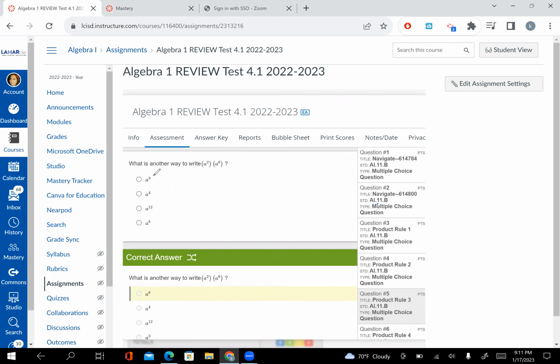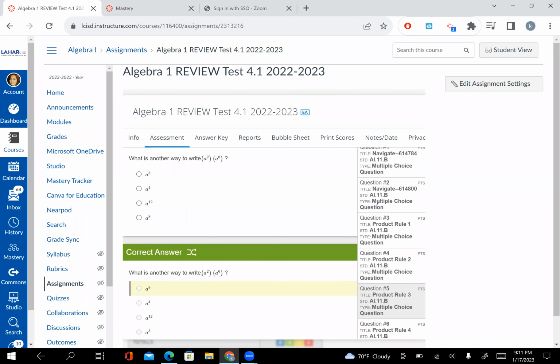Okay, our next question, they're saying, what is another way to write a to the power of 2 times a to the power of 6? So remember, if you have two sets of parentheses next to each other, you are multiplying them. So you're going to be adding your exponents. So just do 2 plus 6, and so we would get a to the power of 8. So a to the power of 8, because we did 2 plus 6, and that's 8.